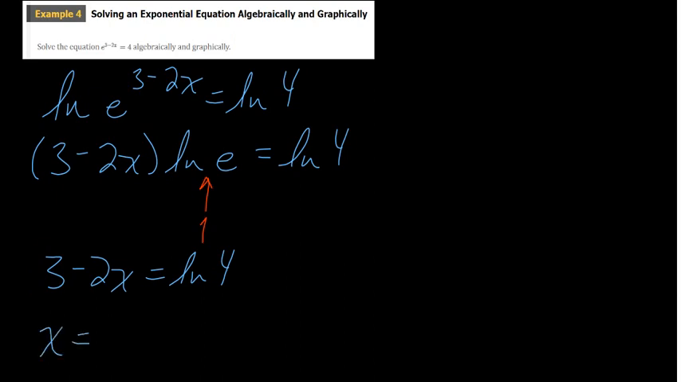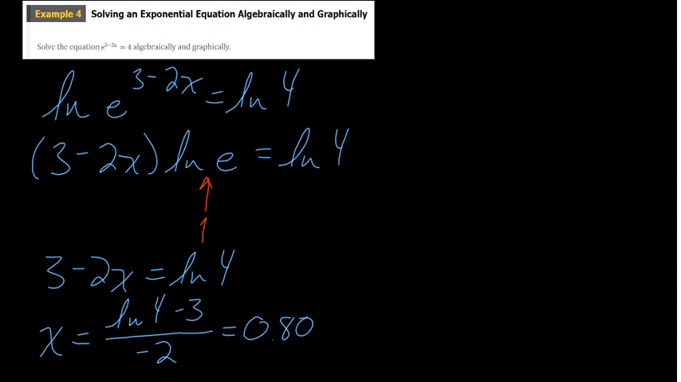So x is equal to the natural log of 4 minus 3, all over, and we're dividing by a -2. So it's going to look something like that. All right, and so we will have the natural log... .807.